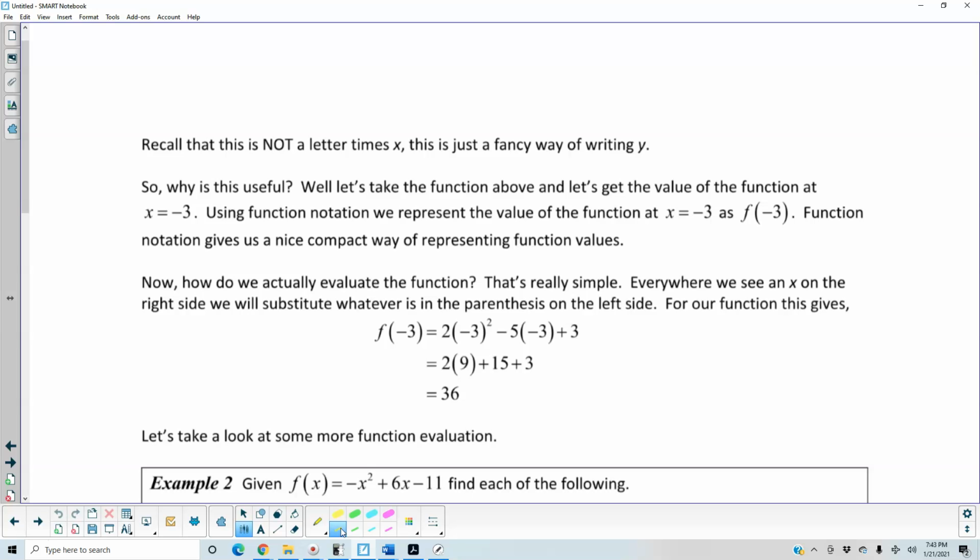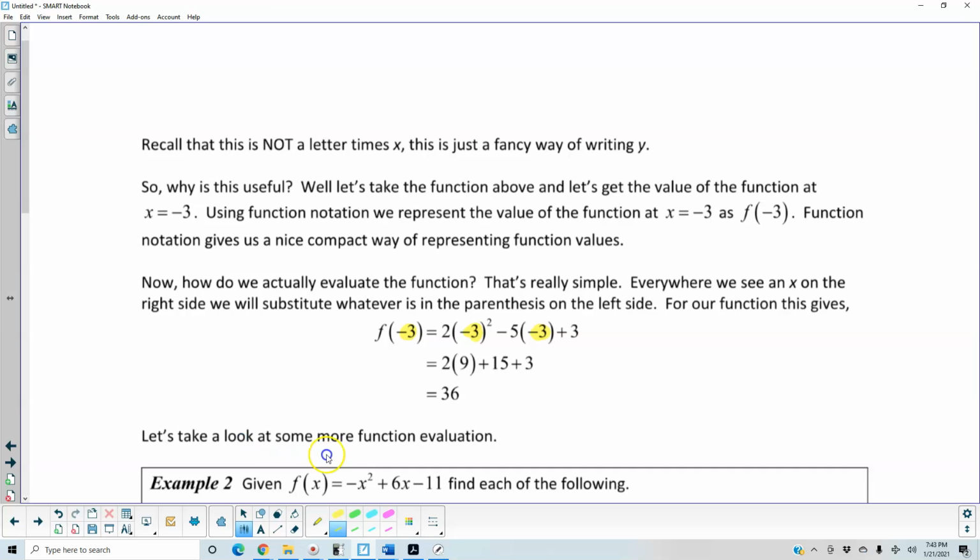Now how do we actually evaluate the function? That's really simple. Everywhere we see an x on the right side, we will substitute whatever it is in the parentheses on the left side. For our function, it gives us this. So f of negative 3 is equal to 2 times negative 3 squared minus 5 times negative 3 plus 3. And then we're going to follow order of operations. Negative 3 squared is positive 9. And then negative 5 times negative 3 is positive 15. So 2 times 9 is 18 plus 15 plus 3 gives us 36.